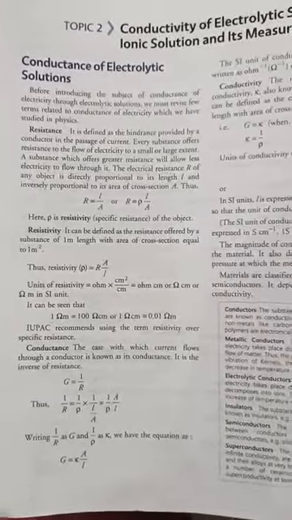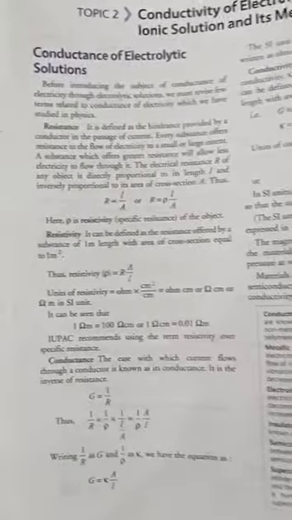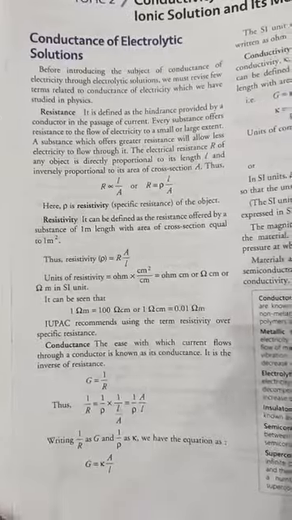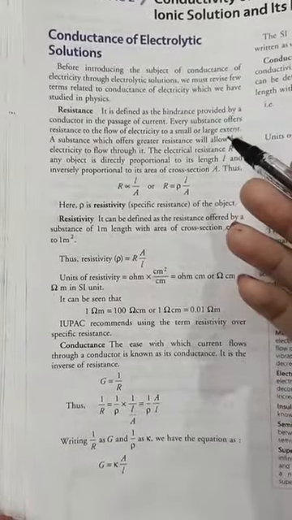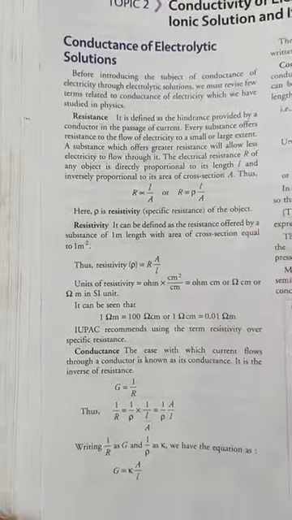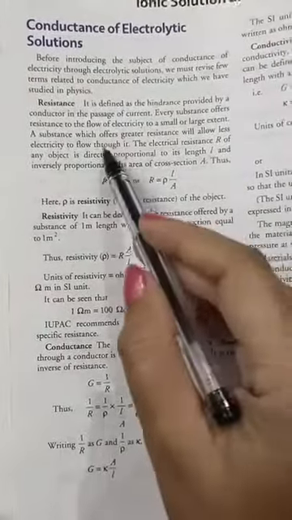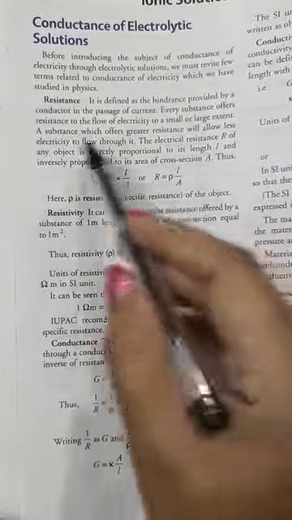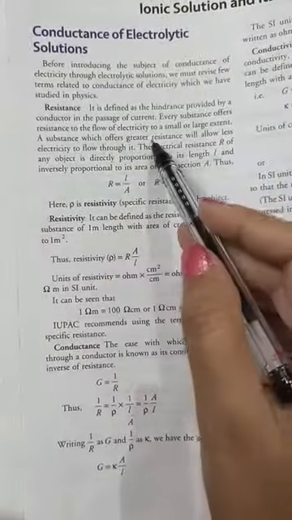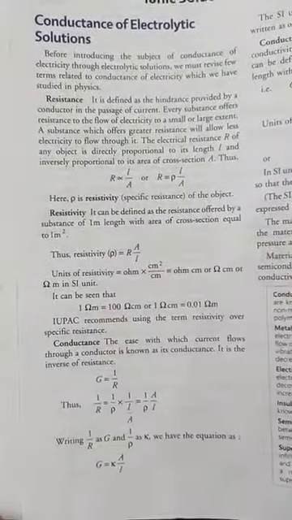Every conductor needs electricity to run. It needs a current, and the current may be small or large. A substance which offers greater resistance will have less electricity. Those substances having more resistance have less electricity, and vice versa.